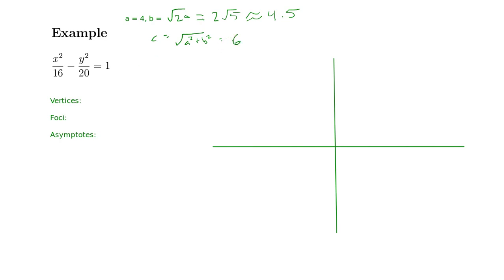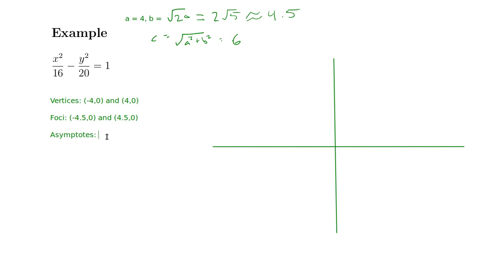All right, so vertices. Hopefully, we've got that the vertices are going to be using those a values. And so we've got negative 4, comma 0, and 4, comma 0. Our foci are going to be at negative 2 root 5. I'll just say negative 4.5, comma 0, and 4.5, comma 0. I've got a weird space in here I want to get rid of. There we go. And then our asymptotes we'll have to figure out.